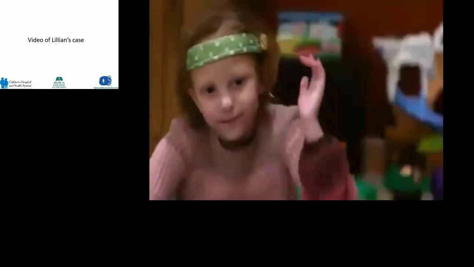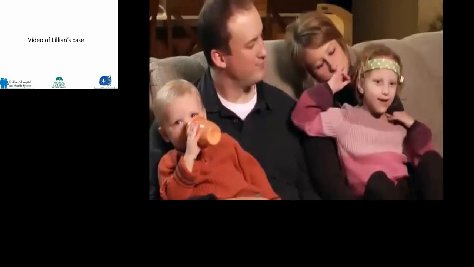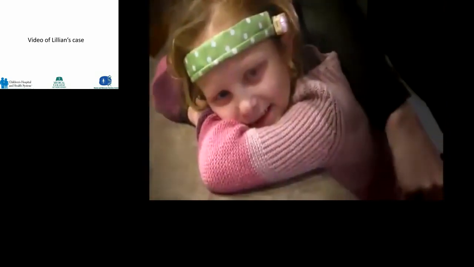Lillian has made tremendous progress over the years. Every time I see her, she's doing better and better. By doing the whole genome sequencing, we don't have to keep searching. If it weren't for Children's Hospital, we're not sure if Lillian would still be here with us today.